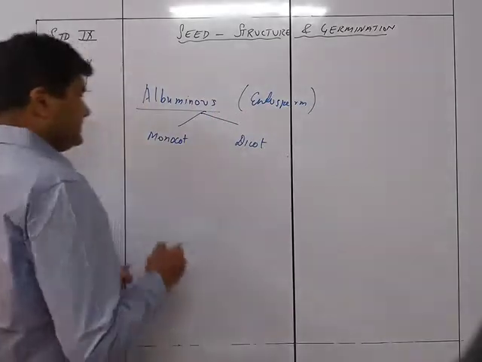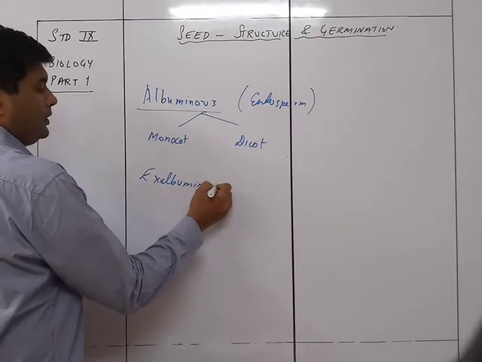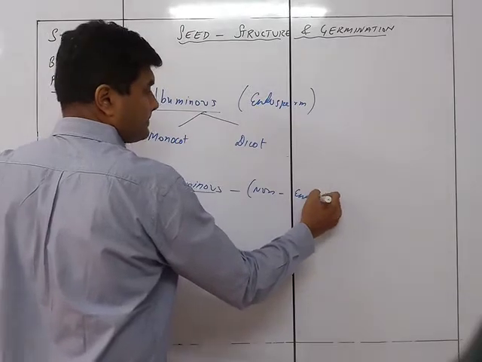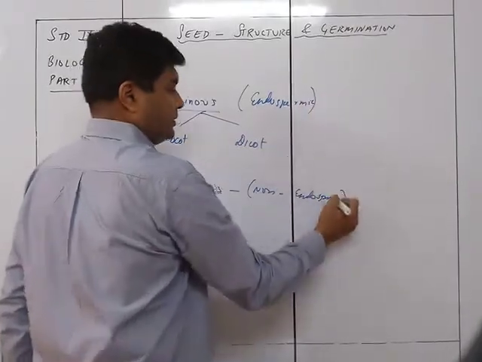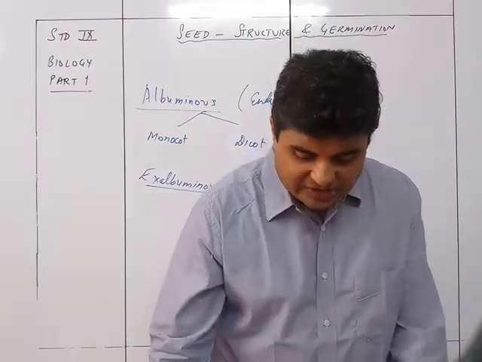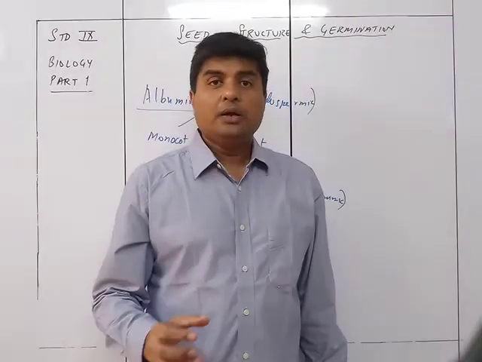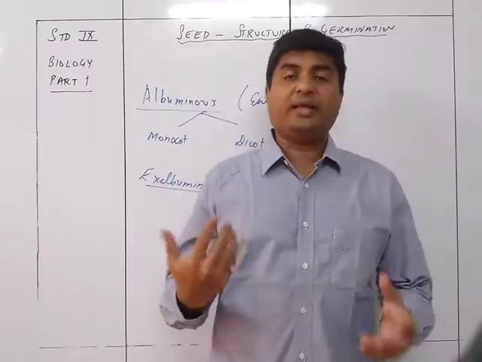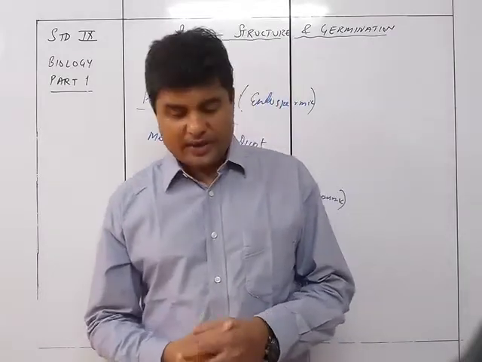Ex-albuminous is the next one. That is non-endospermic. It does not contain endosperm. In such seed, the cotyledons store food and become thick and fleshy. So in such a case, because there is no endosperm of its own, the cotyledons which are storing it are going to be fleshy and they are going to store the nutrients in it. So that is the non-endospermic kind.